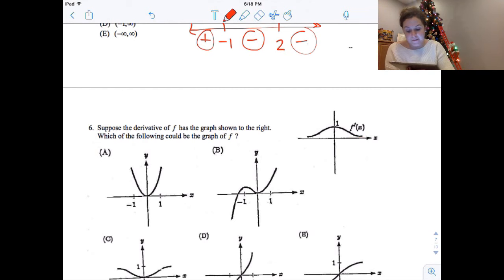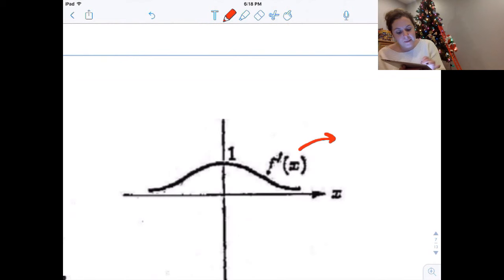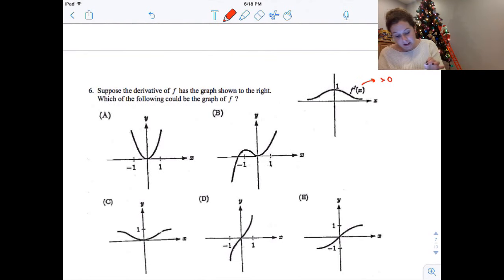So let's notice a couple things. Number one, f prime is always positive, right? Which means that f is always increasing. So it cannot be A, B, C, or D. I'm sorry, A, B, or C. Could be D. So f is always increasing.